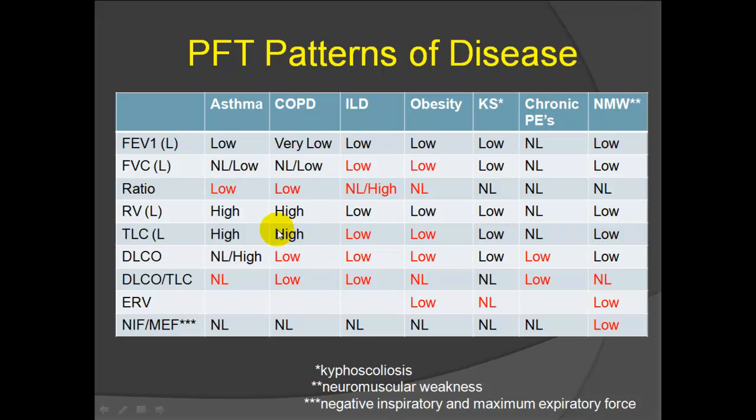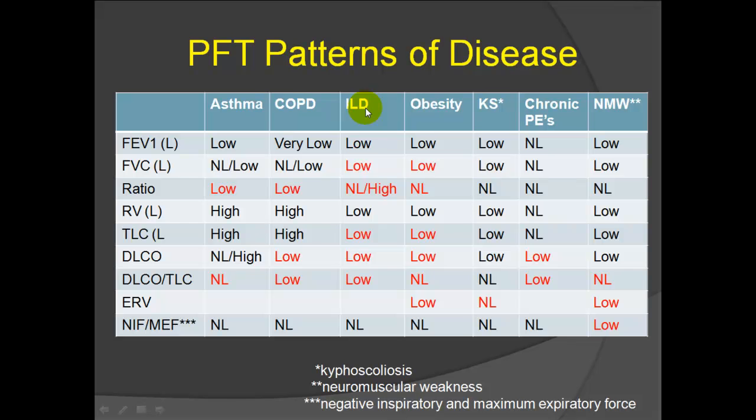Now, the difference between asthma and emphysema is that in emphysema, the diffusion capacity is low, related to loss of effective alveolar capillary interface on the basis of emphysematous loss of lung tissue. The neuromuscular strength is normal.